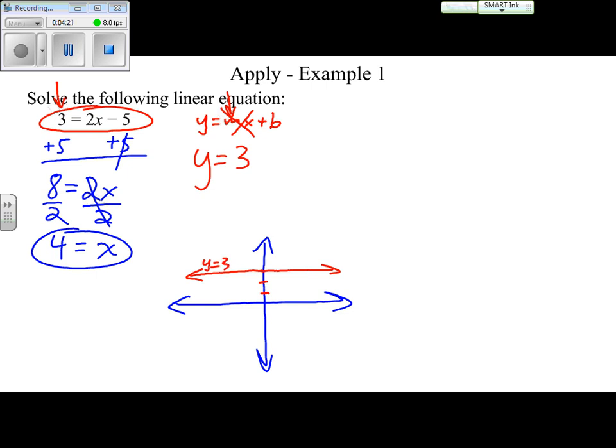All right. Now what I'm going to do is I'm going to take the right-hand side of this equation, 2x minus 5, and I'm going to make up a little function for that as well. y equals 2x minus 5. So I just put a y equals in front of it.